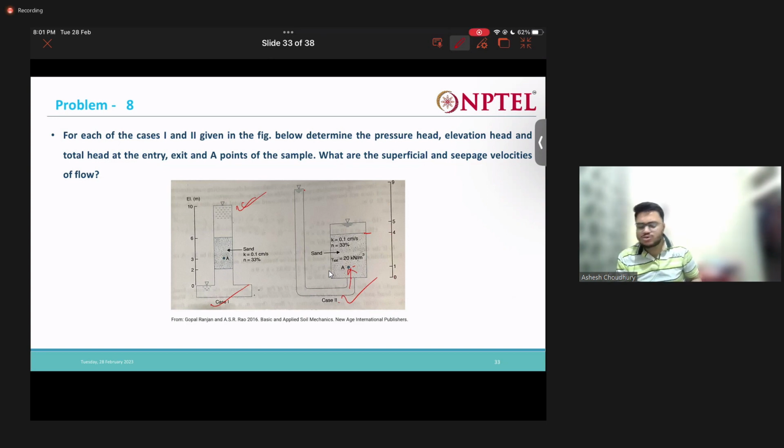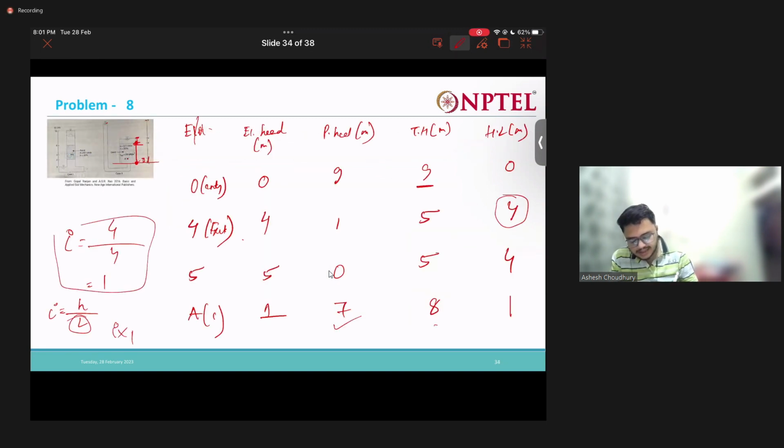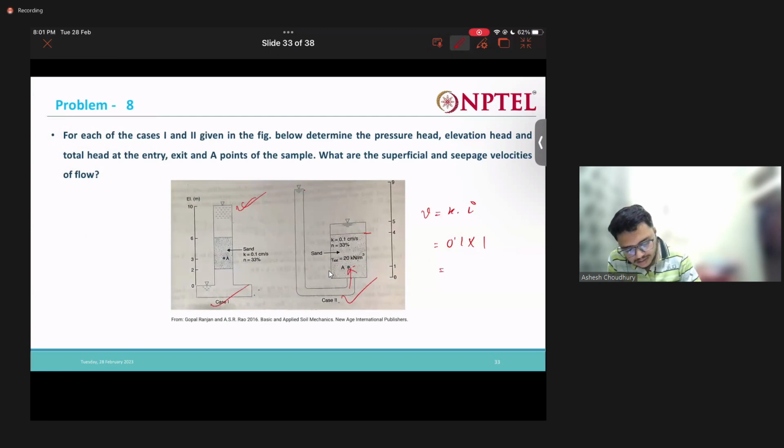So superficial and seepage velocity. It is very simple. K is given, everything is given. What is the superficial velocity? K into i. K is 0.1. What is my i? My i is 1. So K into i is 0.1 cm per second.